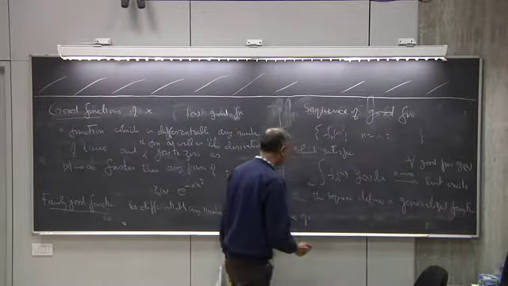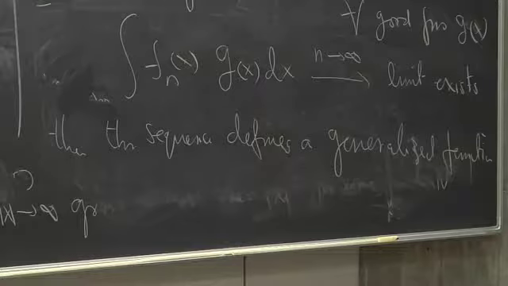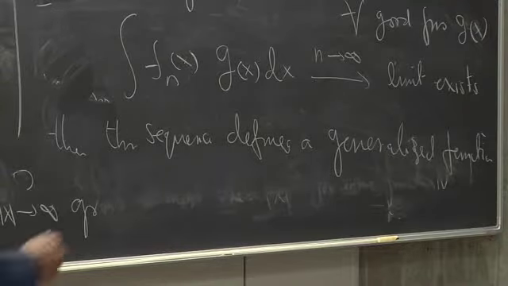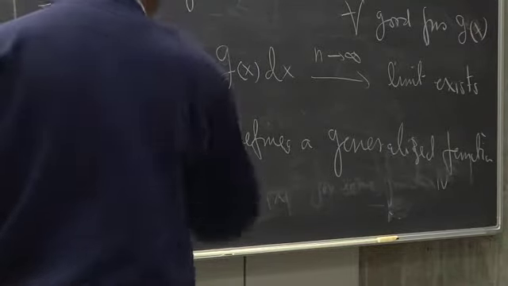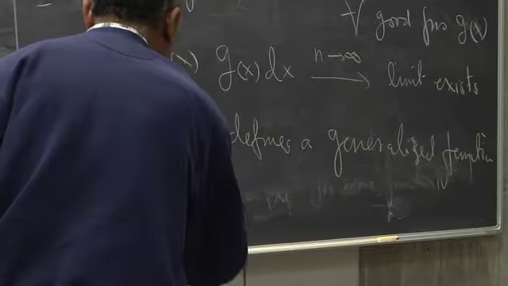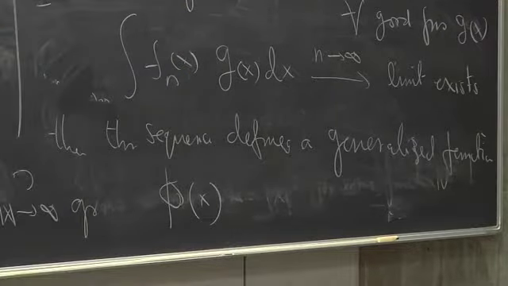And to distinguish between ordinary functions and generalized functions, we'll always use Greek letters for the generalized functions. So this sequence defines a generalized function. Let me call it phi of x. So I'm going to distinguish: when you see a Greek letter, it means it's a generalized function, not an ordinary function.